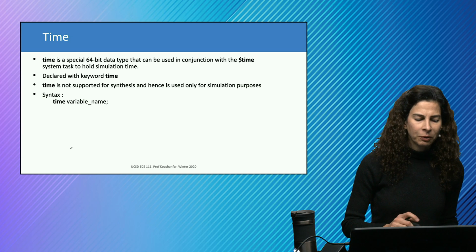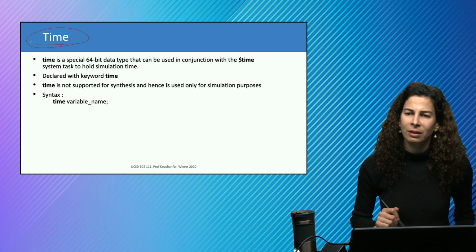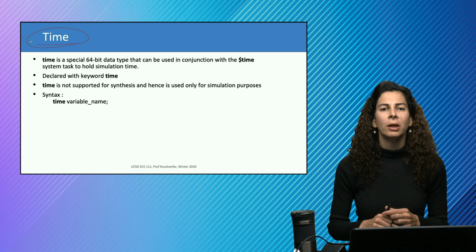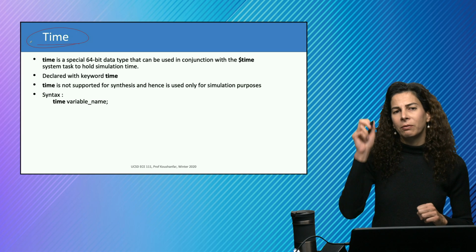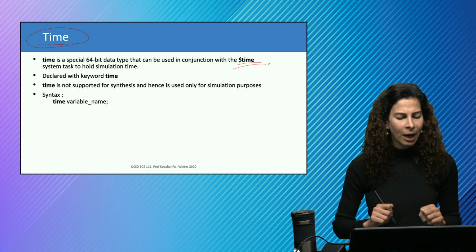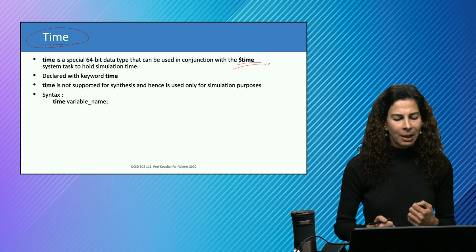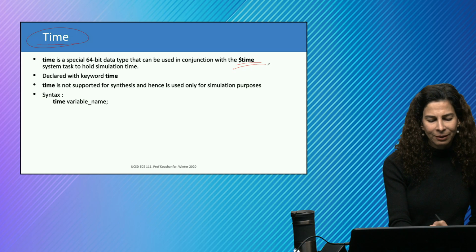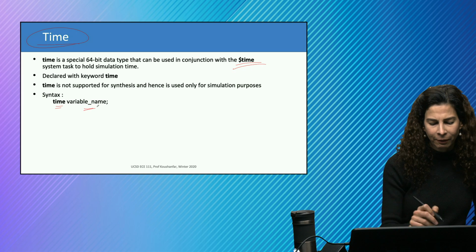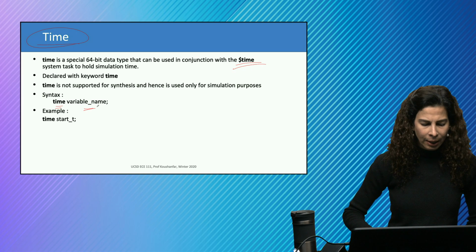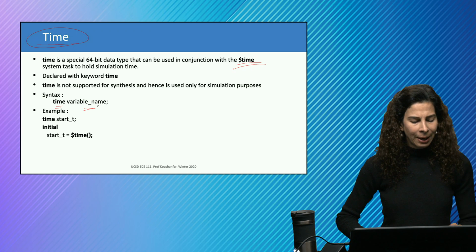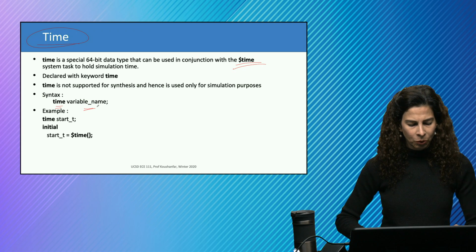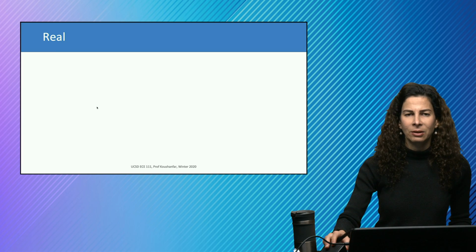We've mentioned time before. Time is really only used in simulation and not in actual hardware. You could define a 64-bit data type, which we use in conjunction with $time to talk about the simulation time. The syntax is very simple. You just have time and the variable name. Here is an example. If we have the time start t, we are going to start timing, and this would be declared as a timing in simulation.